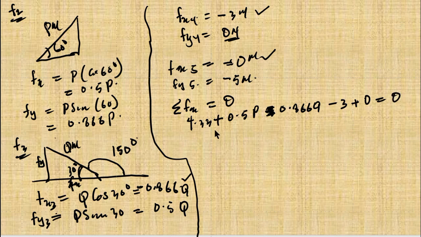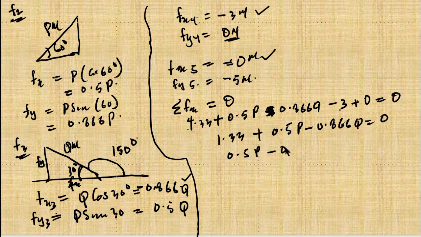Now let's sum everything together. I have 4.33 here, I have minus 3 here, and plus 0. Plus 0 gives away. 4.33 minus 3 is 1.33, plus 0.5P minus 0.866Q equals 0. So 0.5P minus 0.866Q is equal to minus 1.33.